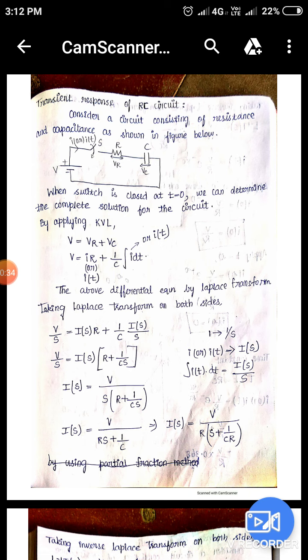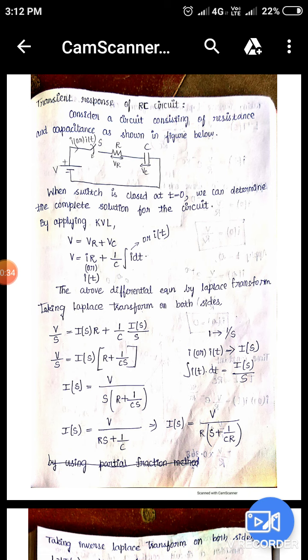Topic: the transient response of RC circuit. Last time we saw the transient response of RL circuit. Now the RC circuit. Consider a circuit consisting of a resistance and a capacitance connected with a DC voltage source. The circuit is shown in the PDF document.